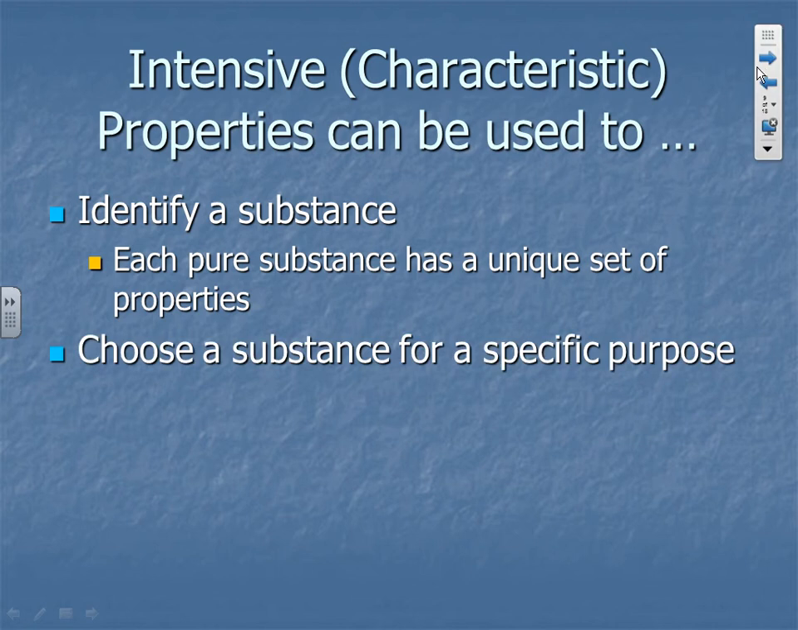Second, we can choose a substance for a specific purpose. If we're trying to make a boat that needs to float in water, right, our boat better have a density that is lower than water's density, or else it won't float.